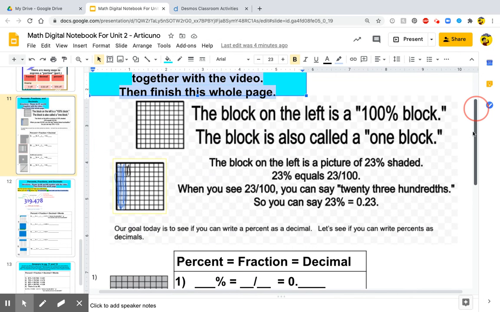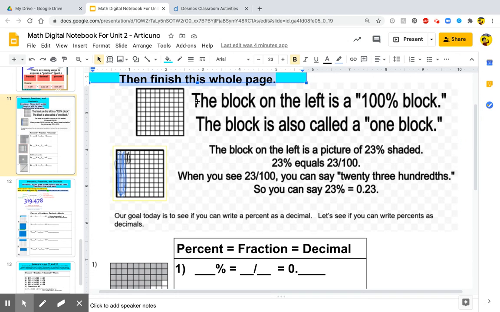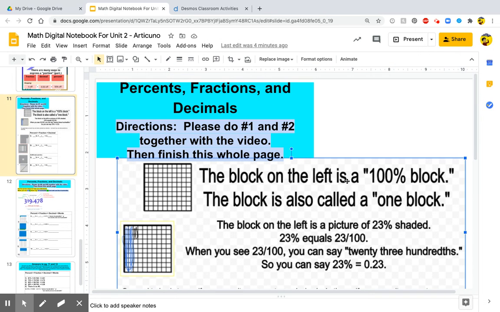So over here on page 11 of your notebook, it says here, the block on the left is a 100% block. So this whole thing is 100%. The block is also called a 1 block. So this block has two different names, a 100% block, because if you count those tiny squares, there are 100 of them. It's also called a 1 block because this block also represents one whole. Okay, so 100% block and 1 block.